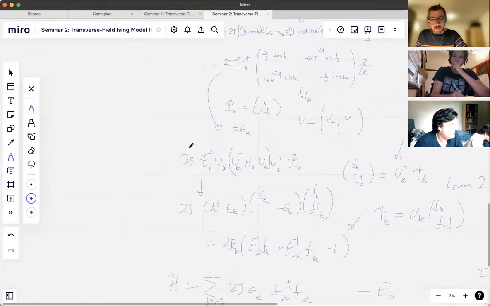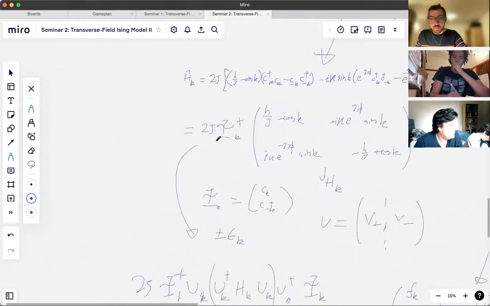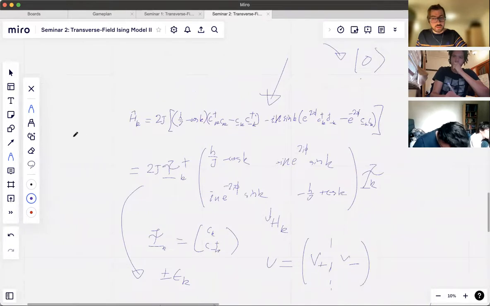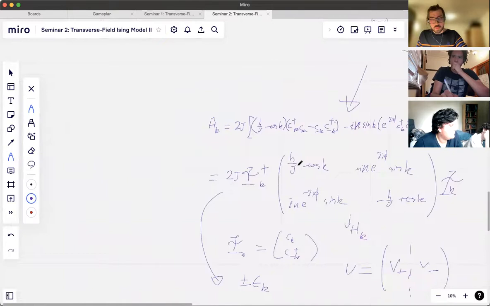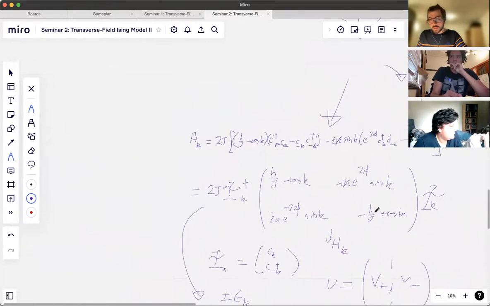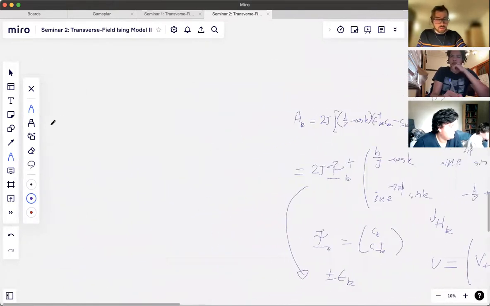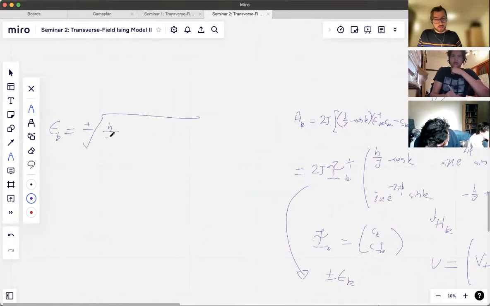Sorry, the final thing I do want to mention is that the eigenvectors are somewhat tedious to get, but the eigenvalues are very obvious. Just by doing standard diagonalization arguments, you can find that E_k is plus or minus the square root of (H over J minus cos k) squared plus kappa squared sine squared k. The way I've defined it, E_k is always positive.